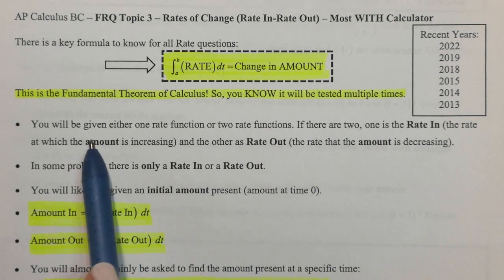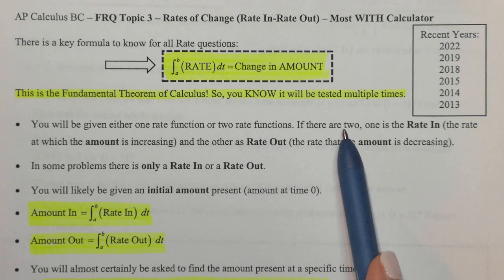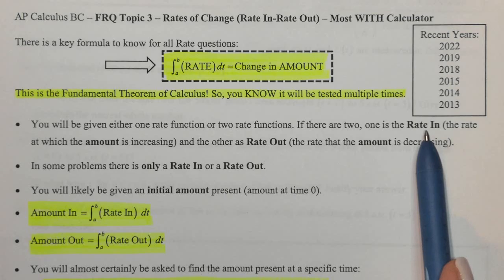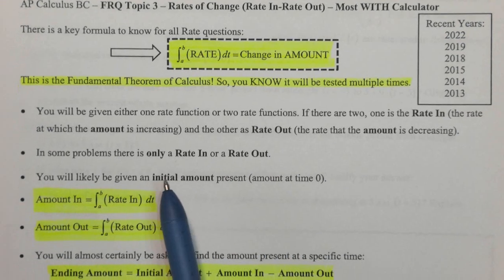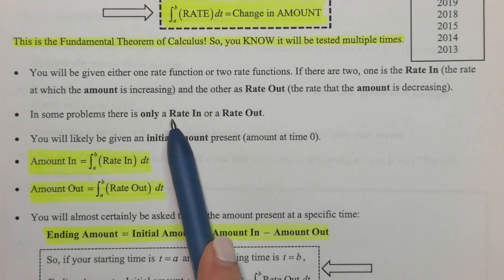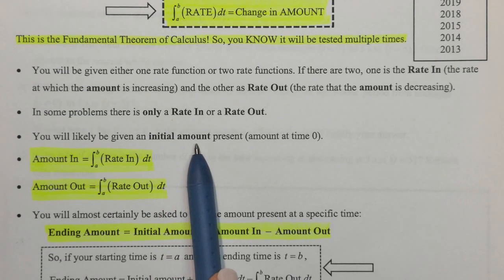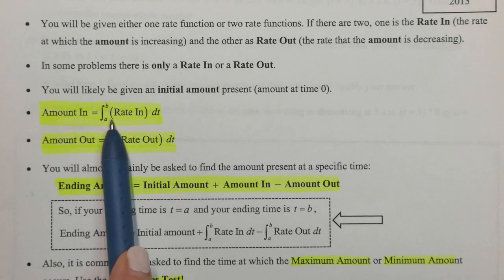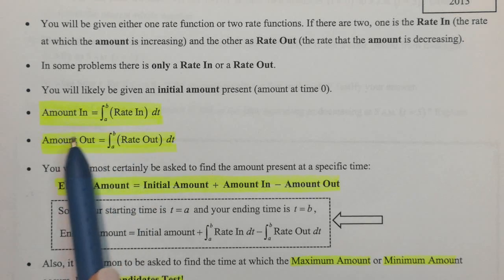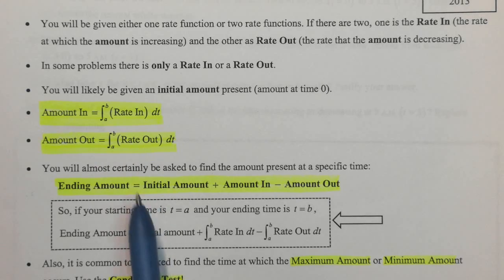All right, you will be given either one rate function or sometimes two rate functions. If there are two, usually one is the rate in that something is occurring at, and the other is the rate out that something is occurring at. But in some questions there is only a rate in or a rate out. You will likely be given an initial amount, the amount present at time 0. So the amount in is the integral of the rate in. The amount that came out or that left is the integral of the rate out.